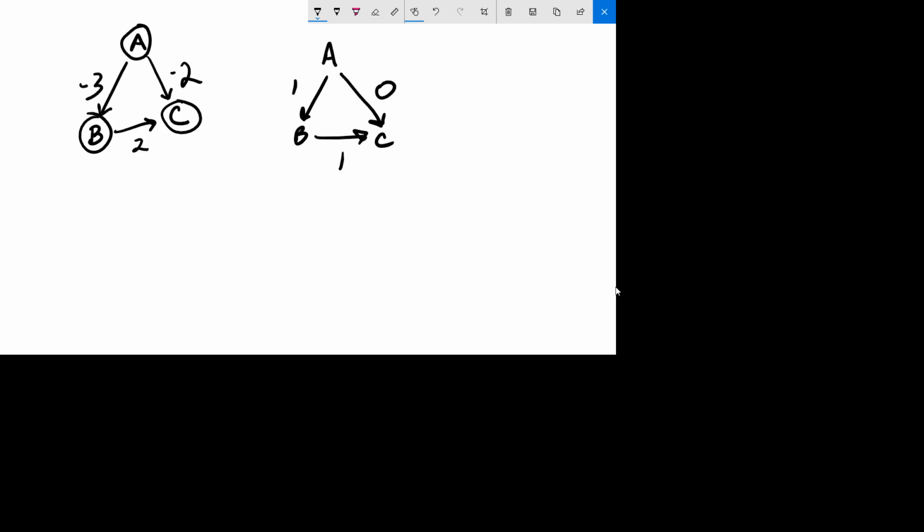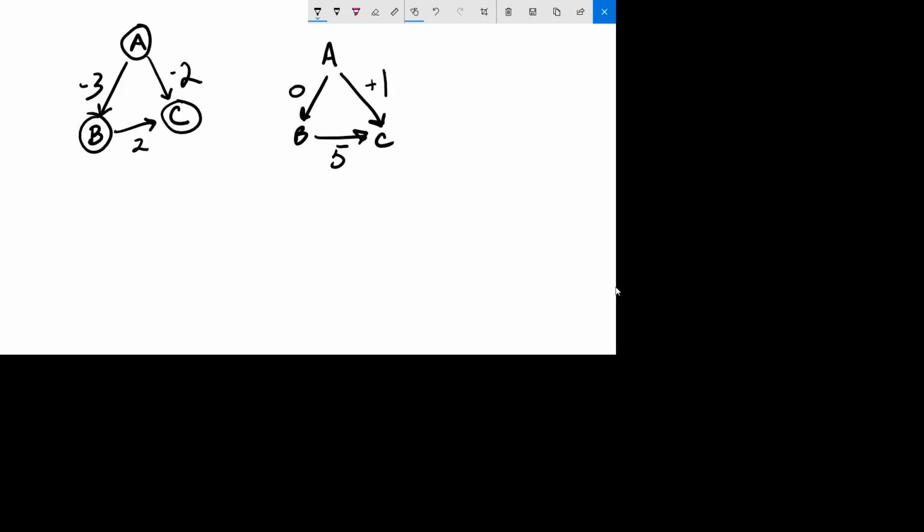Yeah. Now, if you add 3 to all of them, we get 0, +1, and 5. So now the shortest path is A to C instead of A to B to C. Well, no. This one you just gave me, the shortest path from A to C is negative 2 from A to C directly. So still getting the same solution.